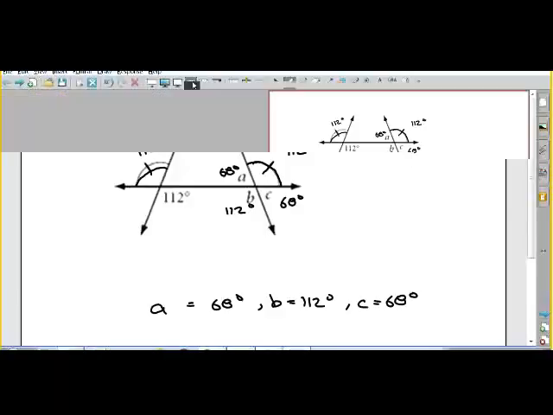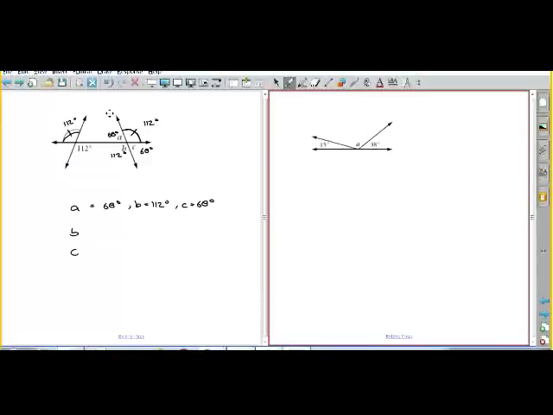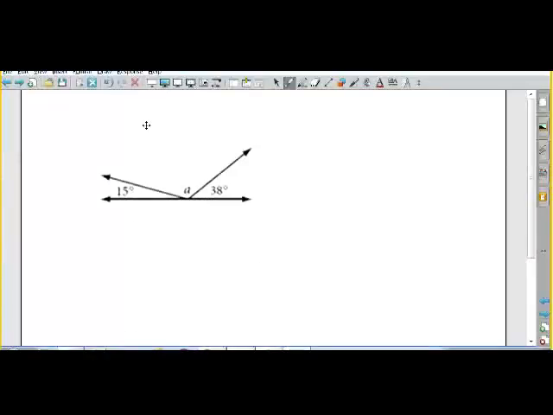Anybody have any questions about what we just did there? Okay. Okay, so the next one is this one. So, Morgan. What, if I add this angle plus this angle plus that angle, what do they add up to?